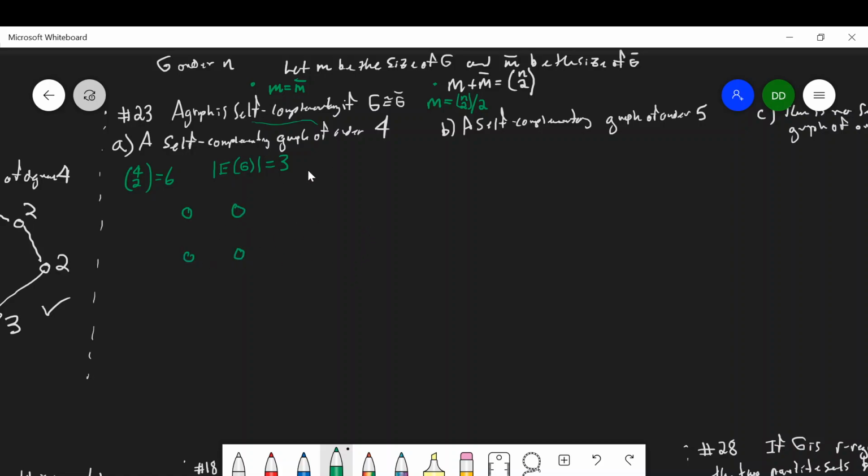Now, there's not just one way to put 3 edges here, right? I could do it in a few different ways. I could put them all off of one vertex. Of course, if I did something like this, then the complement would be a triangle, which is not isomorphic to the blue subgraph there. And so this won't work. So let me try something else.